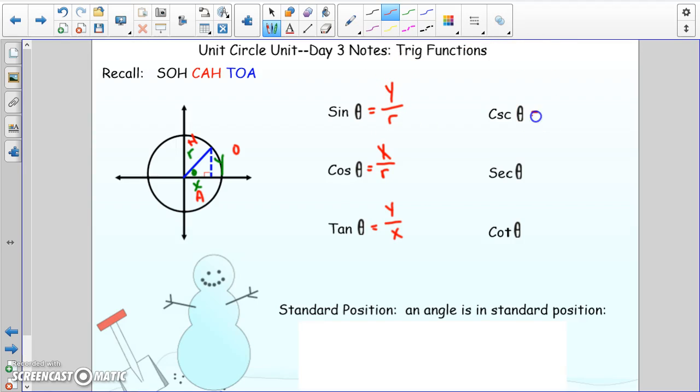So cosecant is sine's partner. So we're just going to flip the sine function, so it's r over y. Secant is cosine's reciprocal, so we'll flip the fraction, so it's r over x. And cotangent is tangent's reciprocal partner, so if we flip the fraction, cotangent would be x over y.